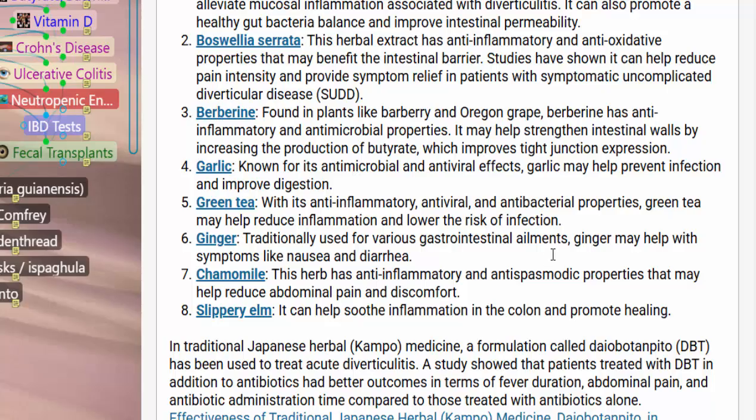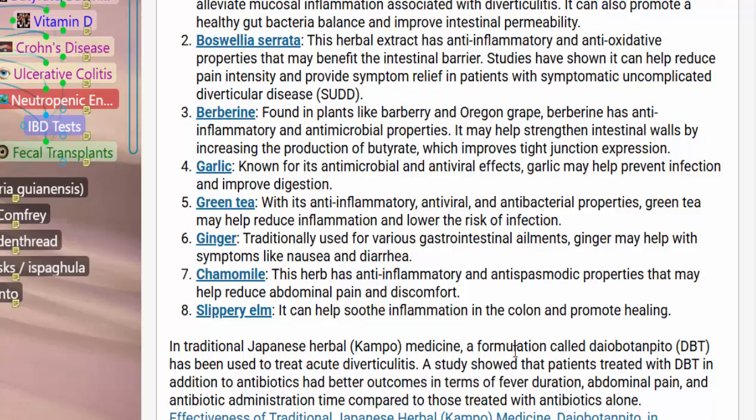This herb has anti-inflammatory and antispasmodic properties that can help reduce abdominal pain and discomfort. And slippery elm, although I prefer using marshmallow to slippery elm just because slippery elm is at risk, but it is effective at soothing inflammation in the colon and promoting healing. Marshmallow will do the same.